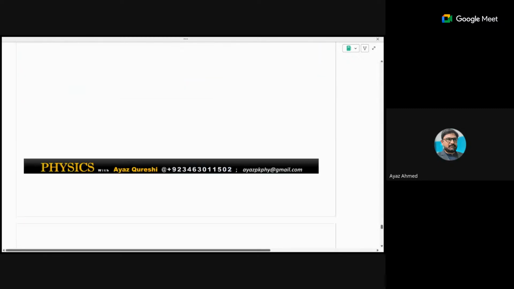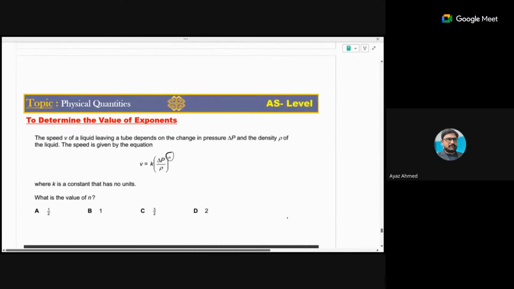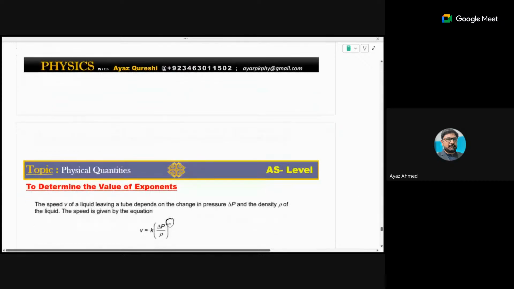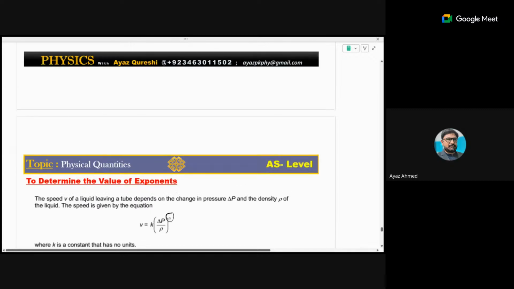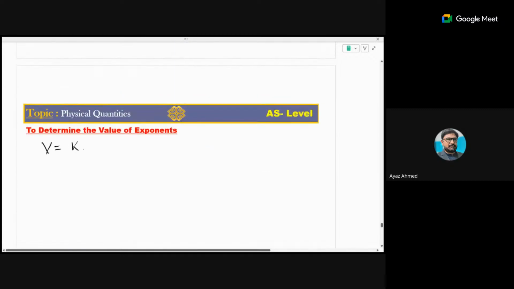For example, I will rewrite this expression in the slide above. V is equal to k delta p divided by rho, whole power n. What is my task? I have to find out the value of n. That is, the value of n is unknown.